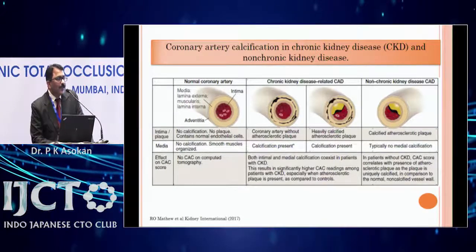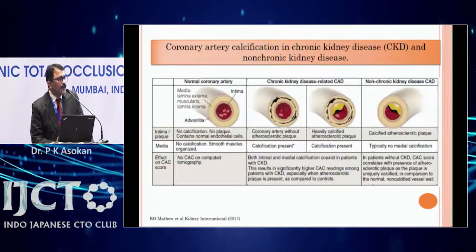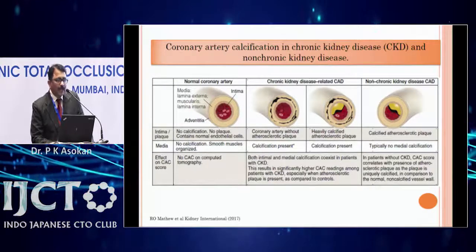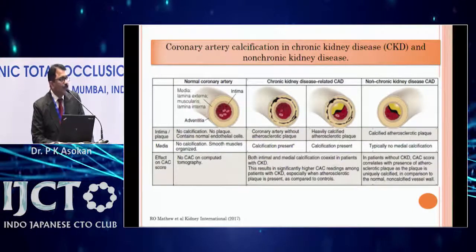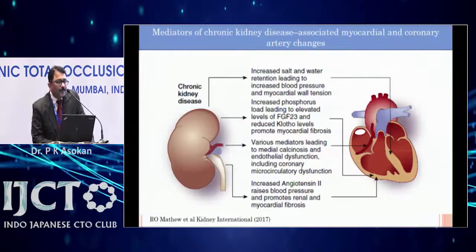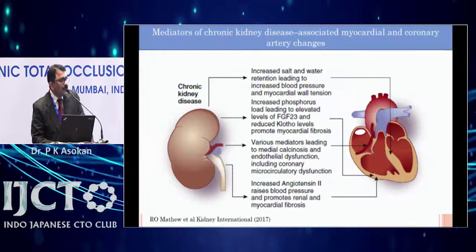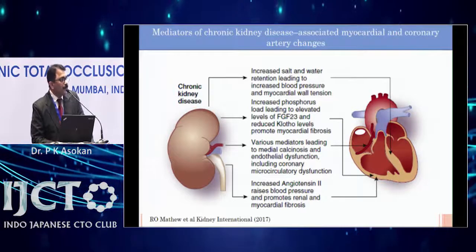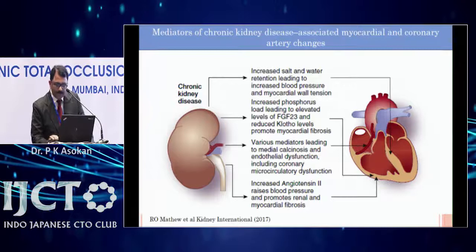The most important thing: the volume and nature of atheroma is almost the same as in non-CKD patients, except for the amount of calcification in the intima and the media. The medial calcification is unique to CKD patients. You know that there are mediators for CAD associated with myocardial and coronary damage. They can produce vasculopathies, endothelial dysfunction, microvascular dysfunction, or myocardial abnormalities because of interstitial fibrosis and LV dysfunction.